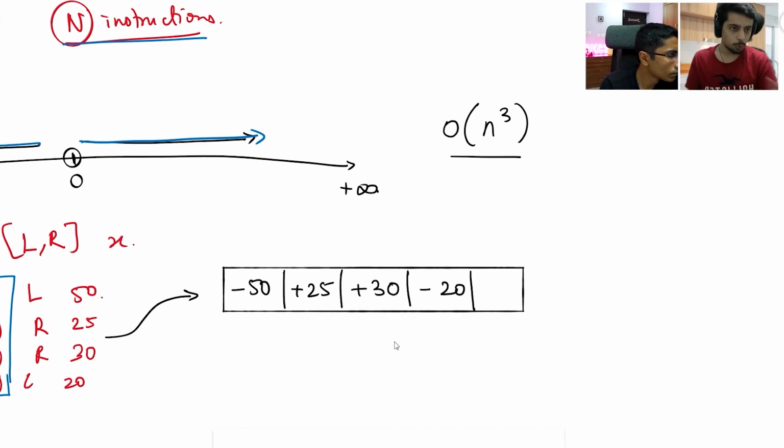And among all these possible displacements, whichever is the largest and the smallest, that means most negative and most positive, among these two, whichever is greater in magnitude, that is my answer. So this n cubed works.